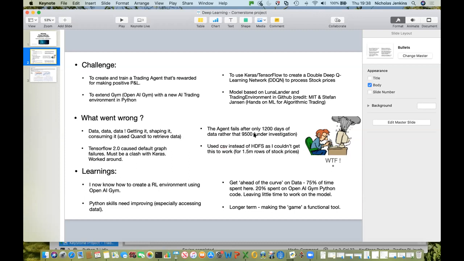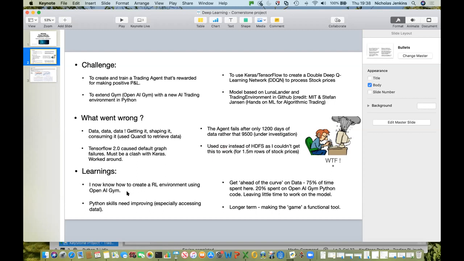And I still have a problem where essentially I've picked out one stock, which is Apple. So I have a daily stock price for about 10 years. At the moment, I'm only able to load 1,200 days worth of that data. My process fails. I'm not quite clear why at this point in time, but I'm investigating that further. And I also had problems loading data via HDFS, and I reverted to CSV in the end.